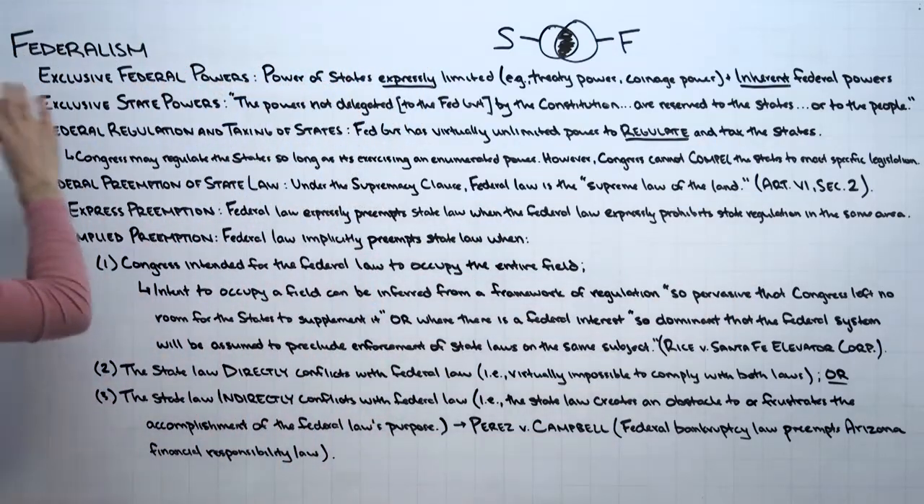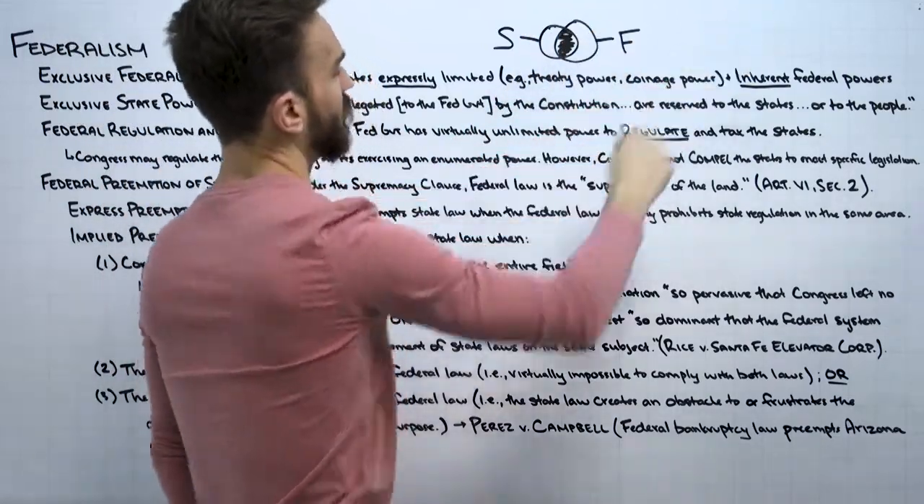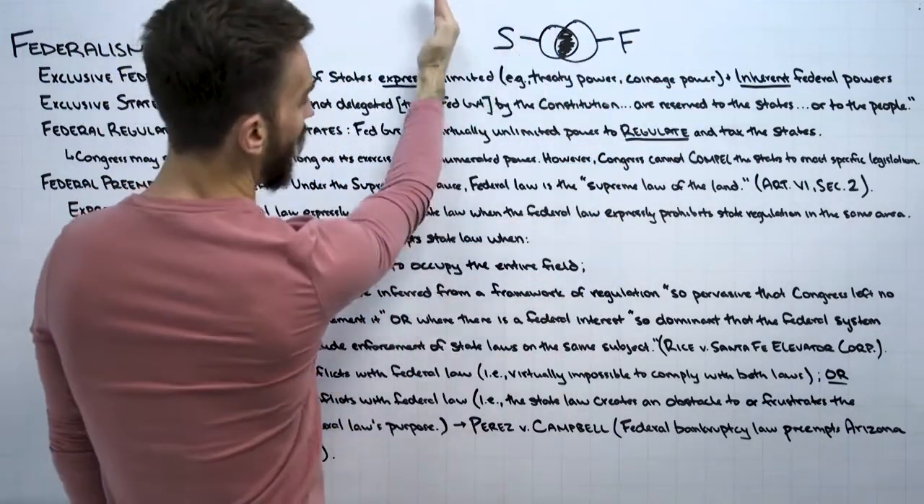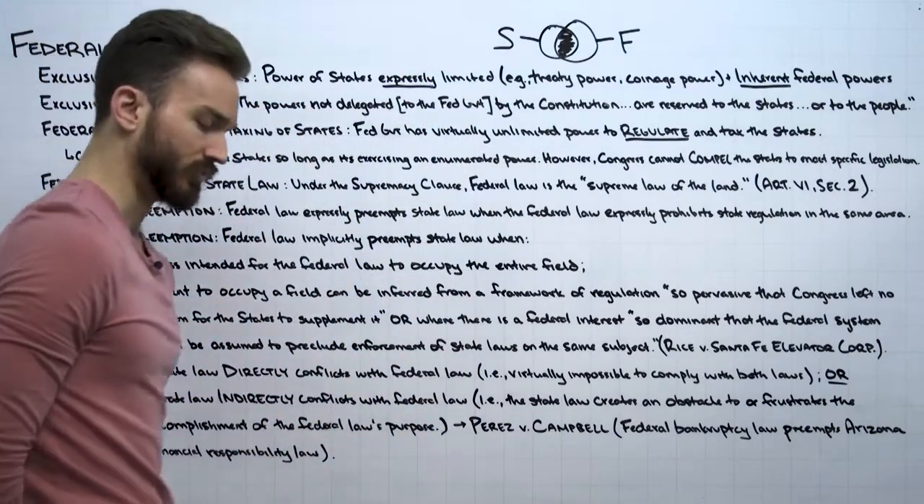But let's talk about exclusive federal powers, this area of the Venn diagram, and exclusive state powers, this side of the Venn diagram, starting with exclusive federal powers.